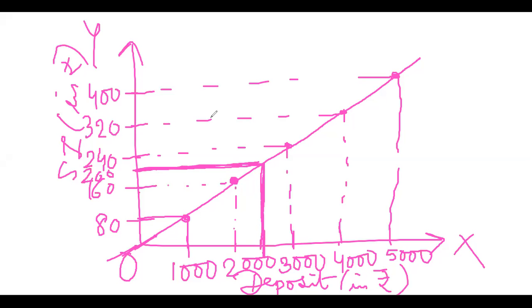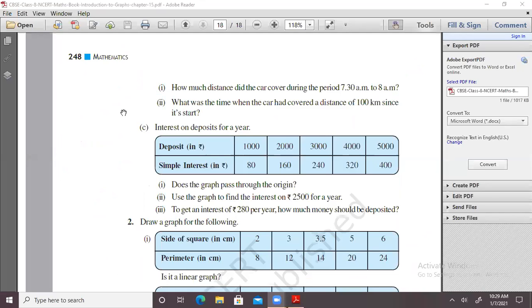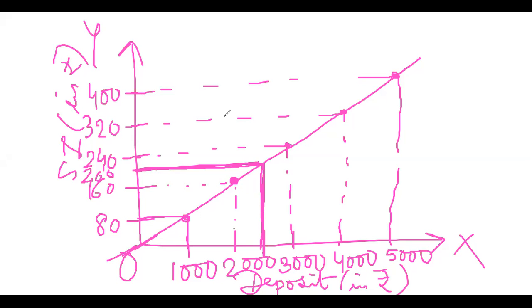Next they are asking, to get an interest of 280 per year, अगर 280 इंटरेस्ट चाहिए देन हाउ मच मनी शुड बी डिपॉजिट. तो मनी कितनी होनी चाहिए. अब हम y से x को चेक करेंगे. 280 हमें कहाँ मिलेगा, 240 और 320 के बीच में. अगर आपको 280 इंटरेस्ट चाहिए तो आपको कितना डिपॉजिट करना पड़ेगा, between 3000 and 4000, that is 3500. Its answer will be 3500. अगर आपको 240 और 320 के बीच में 280 पे डिपॉजिट करना है, then you will find out the value from the graph. अब y से x की वैल्यू फाइंड आउट करोगे, which is 3500 between 3000 and 4000. इसका मतलब आप कितना डिपॉजिट करेंगे, 3500.